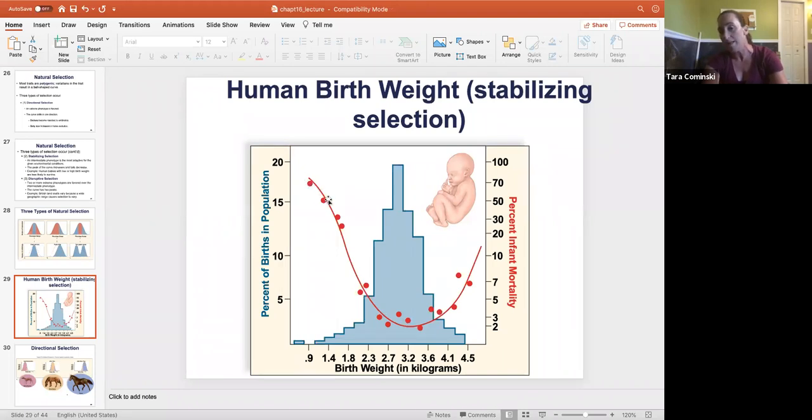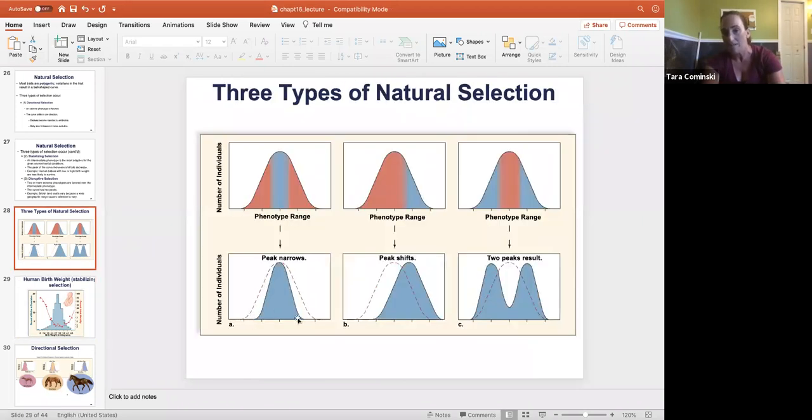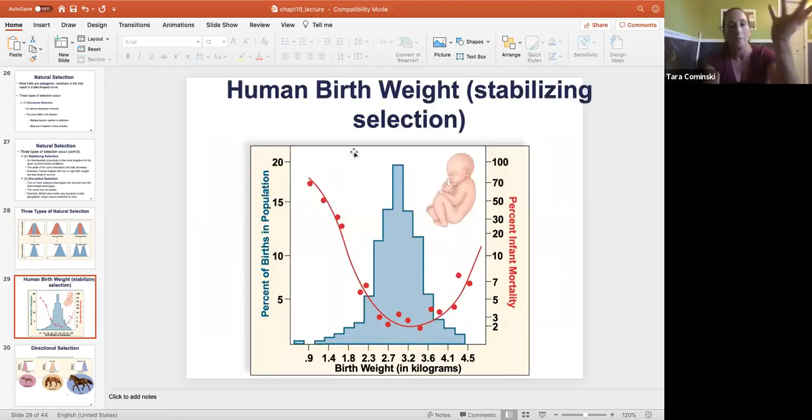On the extreme ends, being low birth weight or high birth weight, you're going to have a lot of deaths, okay? So when it's stabilizing, basically what's favored is the intermediate phenotype. You have this narrow peak, because on the extreme ends, those low birth weights and high birth weights are going to end up dying off, okay? Because it's not good to be tiny, but also if you have a really high birth weight, it may indicate some other type of issue, maybe like hydrocephaly, where it indicates some other type of disease.